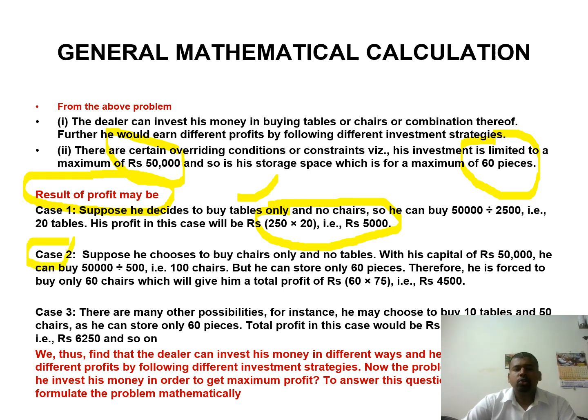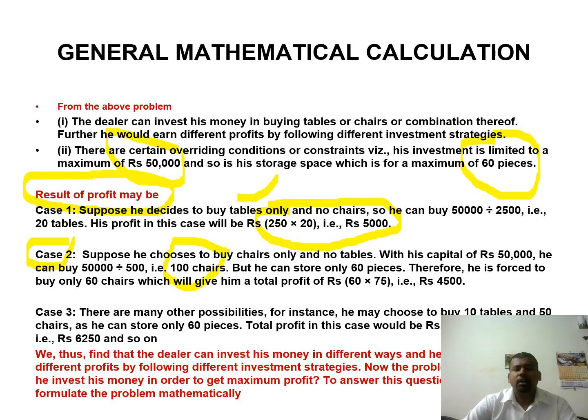The dealer is going to focus on selling only the chairs and not the table. So the initial capital investment is about 50,000. 50,000 divided by the cost of preparing one chair, which is about 500. So he can prepare a maximum of 100 chairs with the initial investment of 50,000.